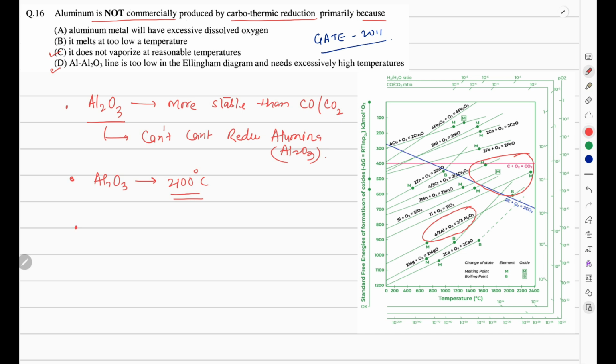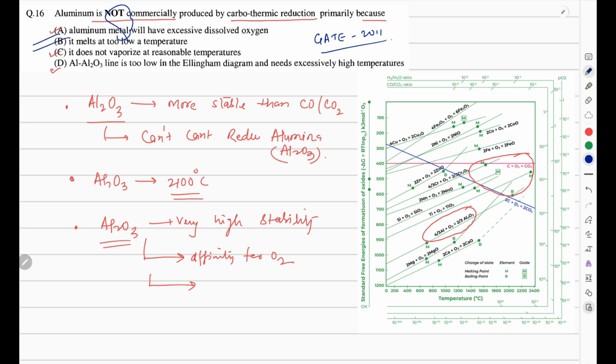Also, for statement A, the aluminium metal dissolving is excessive because alumina has very high stability. That's why there is a high tendency or affinity for oxygen. This is also one of the reasons it can't be reduced through carbothermic reduction. So option E is also correct. The only incorrect option here is option B. So for this question, option B is correct.